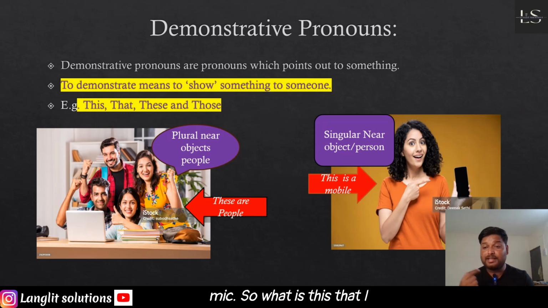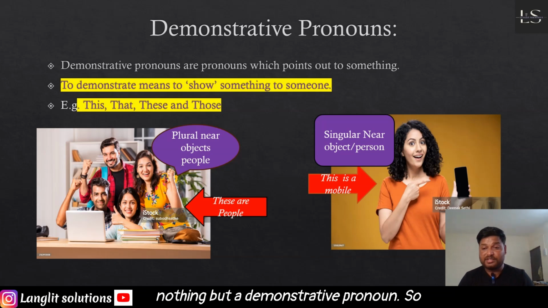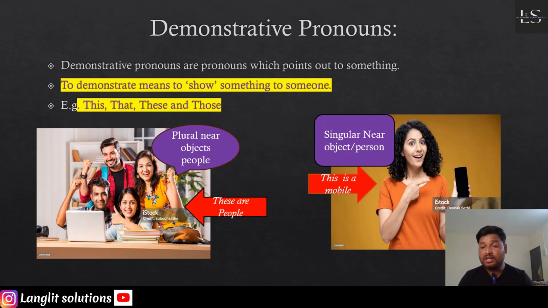So what is this that I use? The pronoun this is nothing but a demonstrative pronoun. There are basically four demonstrative pronouns in English. How do you differentiate, or how do you use them differently? When you are talking about some object which is near to you, very close to you, and it is singular in nature, you will be saying this. So this person, this apple, this camera, this mobile, this laptop, this teacher, or this topic.